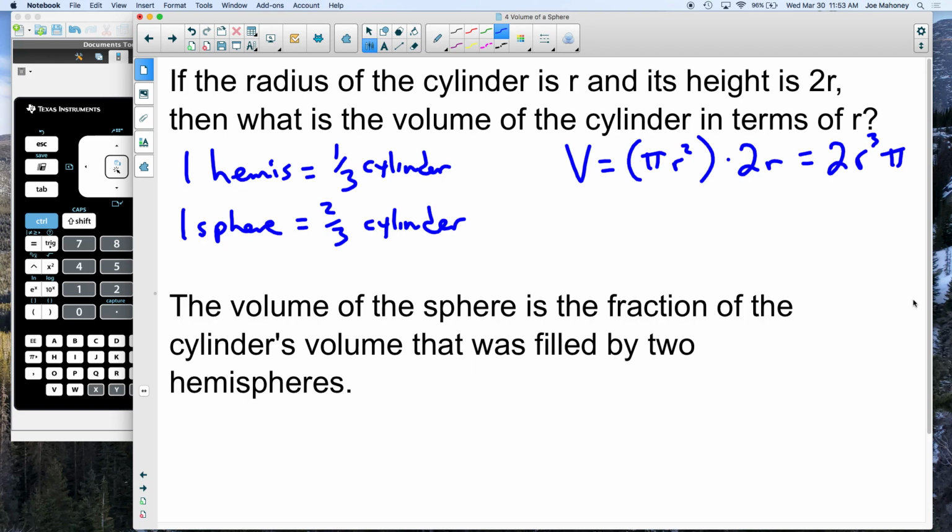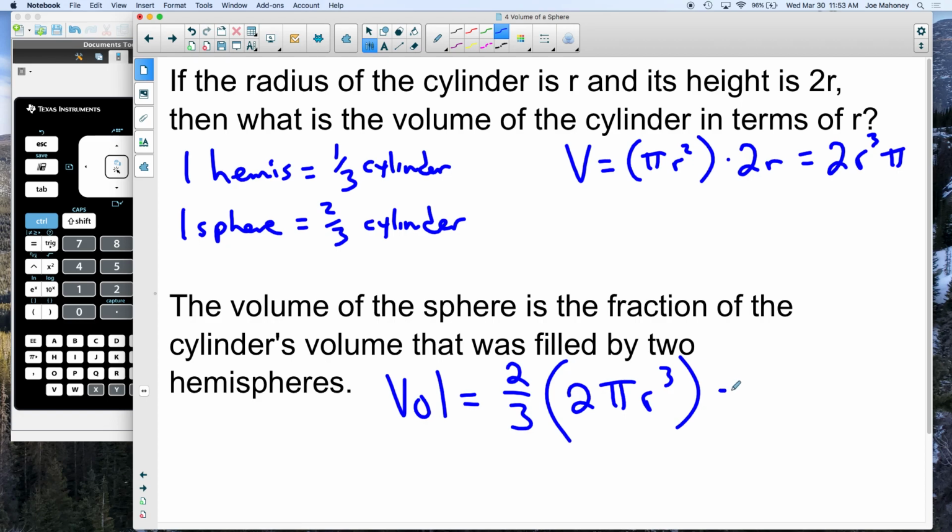But what we know is that the sphere is 2/3 of the cylinder. So then the volume of the sphere is going to be whatever 2/3 of the cylinder's volume is. And we typically write this as 2 pi times radius cubed. And 2/3 times 2 is 4/3. That's going to be the volume of our sphere.